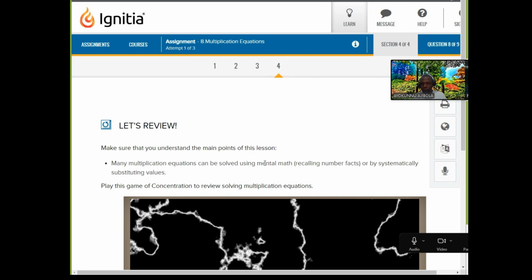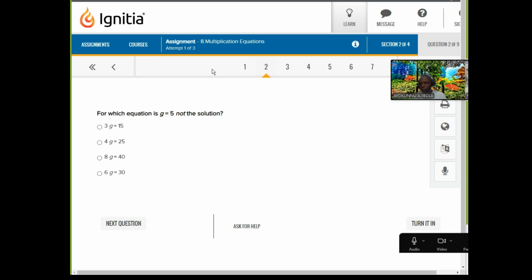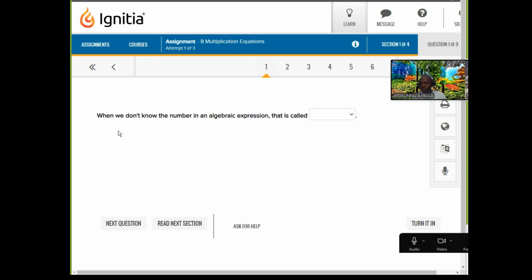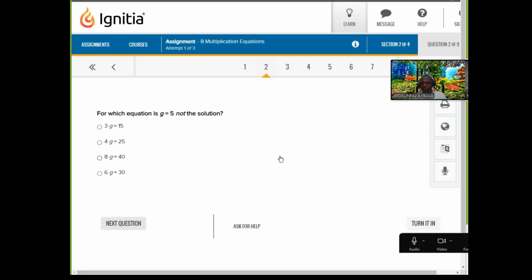All right. So, let's see what the questions look like. First question, when we don't know the number in an algebraic expression, the number is called what? Check your option. Pick your option fast. Operation. No. Variable. Take note of that, okay? The next question, for which equation is g equal to 5 not the solution?